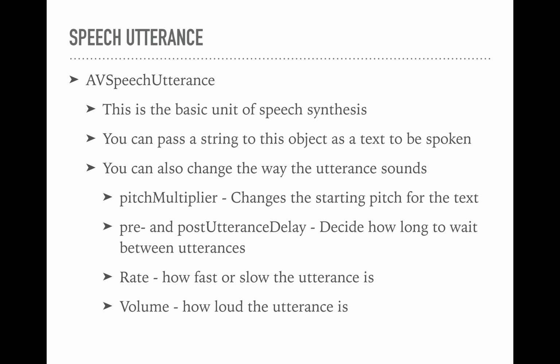Let's talk a little bit more about speech utterances. AV speech utterance is the object you use to create a basic unit of speech synthesis. To do this, you can pass a string to this object as the text to be spoken. There are many different ways to change the way the utterance sounds as well. For instance, you can speed up the rate at which the utterance is spoken. You can also change the pitch of the utterance. You can also change other parameters such as overall volume and delays between utterances.